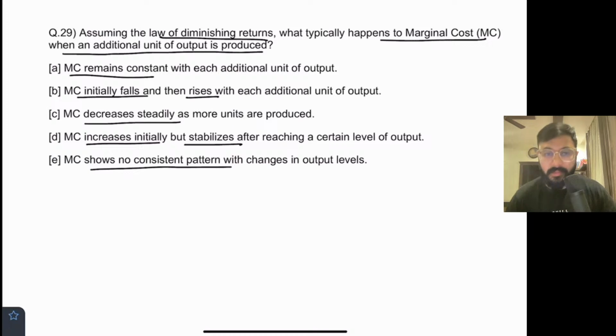Question number 29. Yes, the answer is option number B. MC initially falls and then rises with each additional unit of output. I think इसको explain करने की ज़रूरत नहीं, आपने diagram भी देखा होगा.